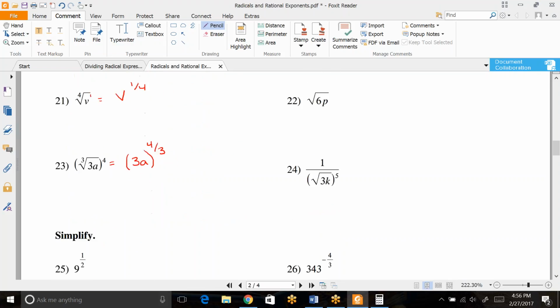And say here that I had, 3 and then the cubed root of a to the 4th. Notice that in this case only the a is underneath, so this would be a 3 and then an a to the 4/3. So notice the parentheses distinguishes between what's under the radical versus what's not under the radical.